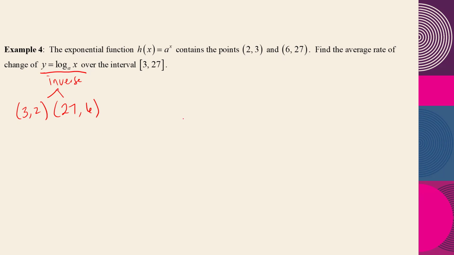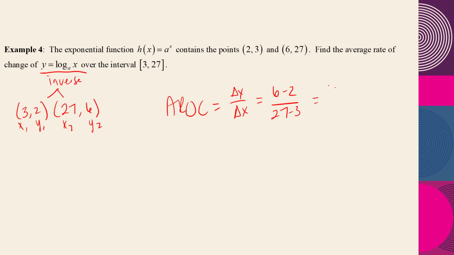Can I easily find the average rate of change now? Yes. This is my x1, my y1, my x2, and my y2. So the average rate of change equals the change in y over the change in x. So that would be 6 minus 2 over 27 minus 3, which gives me 4 over 24, which equals 1 over 6.